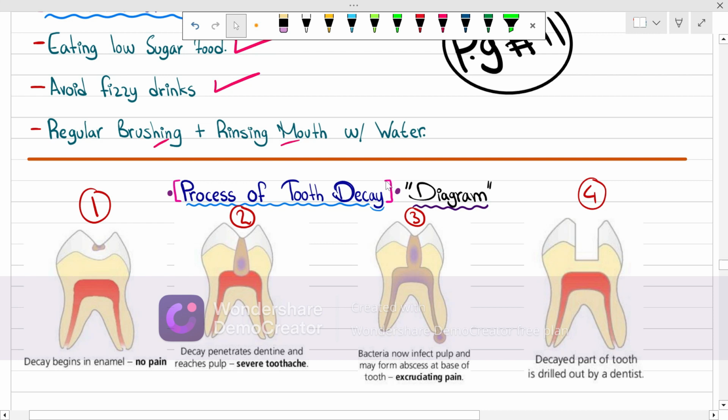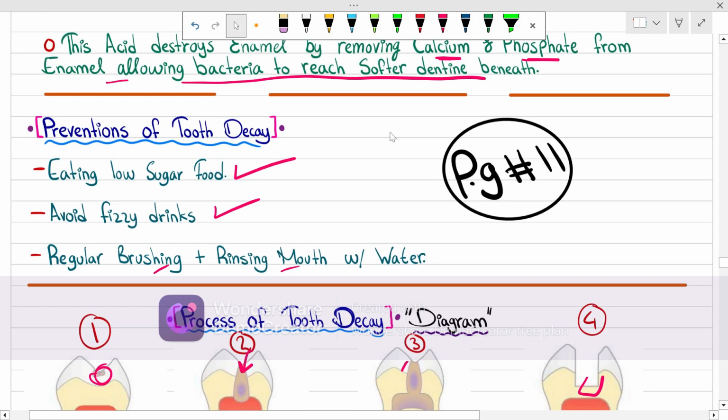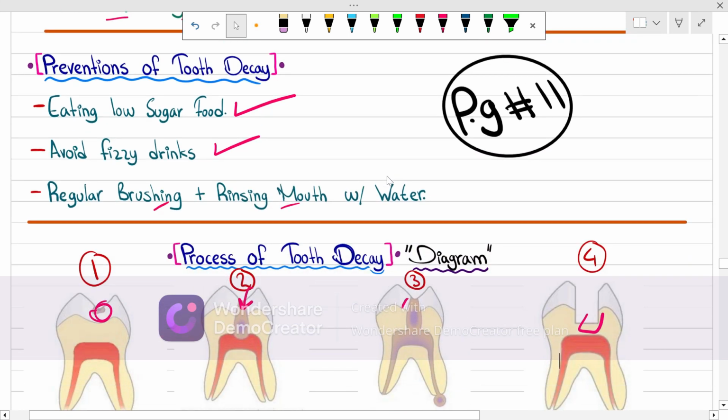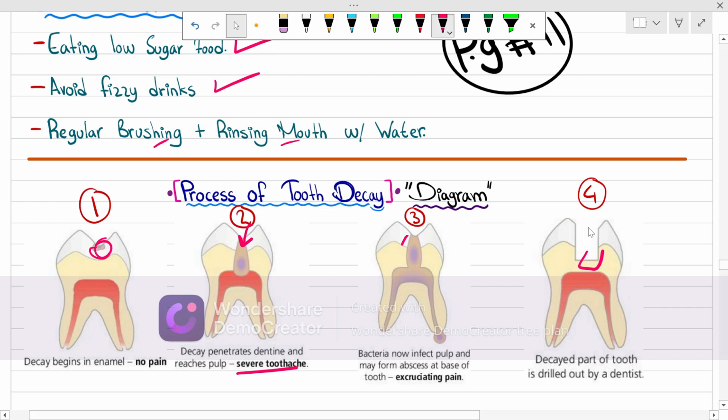This is an illustration of the process of tooth decay, where bacteria has come on food, on the surface of your teeth. It penetrates the dentine. During this time, you're going to have severe toothache. After this, the sticky matrix converts the sugar into acid, and this breaks the dentine, and this causes the calcium and phosphate to be removed, and bacteria breaks down the teeth membrane.